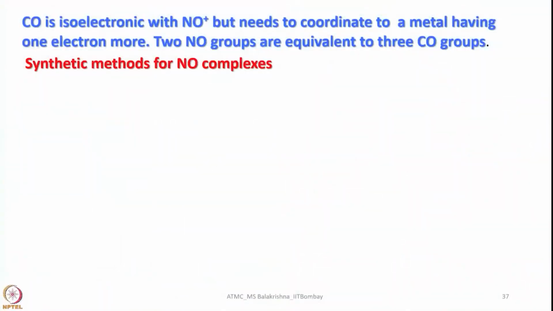Let us look into the synthetic methods that are available for making NO complexes in the laboratory. The simplest method is treating directly with NO gas. For example, let us consider Co2(CO)8 and treat this one with 2 equivalents of NO.